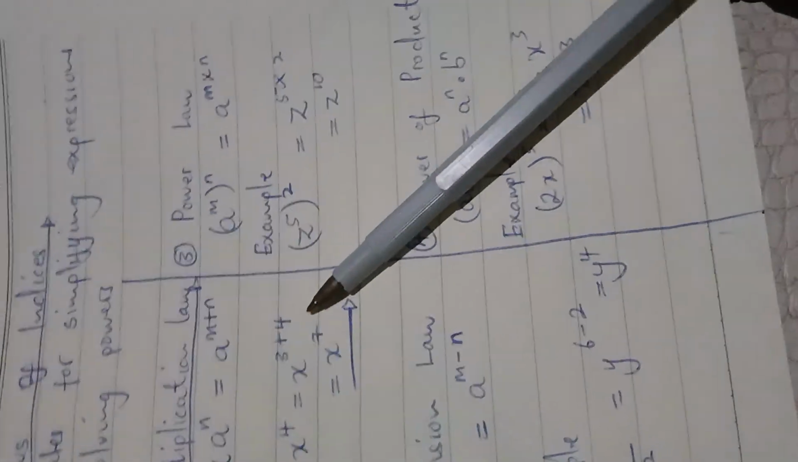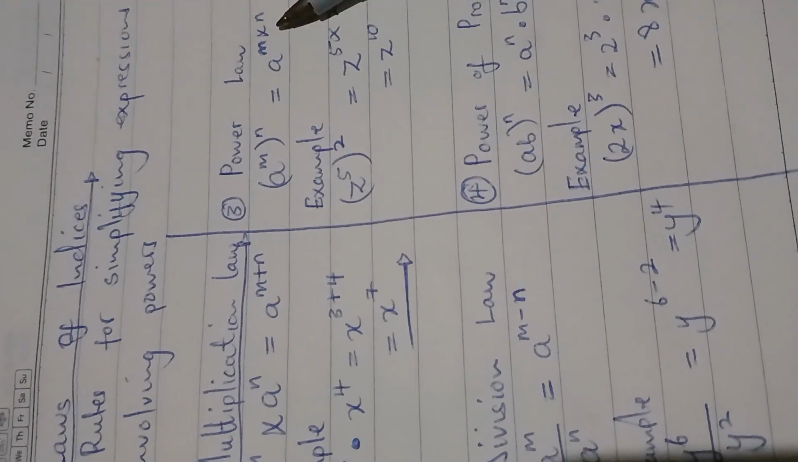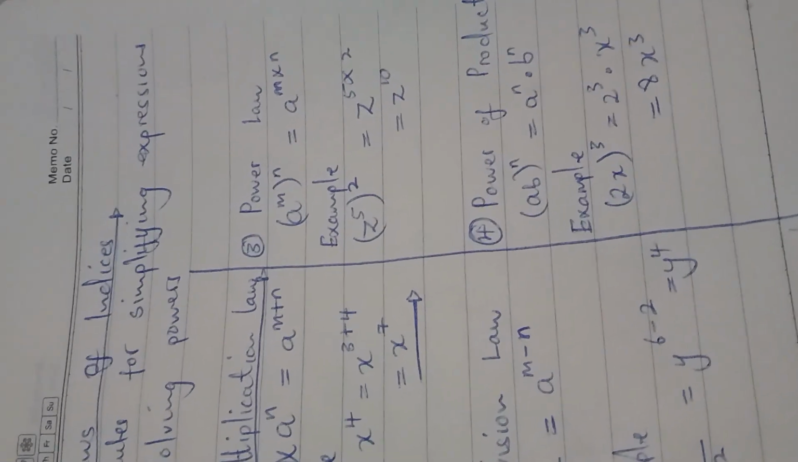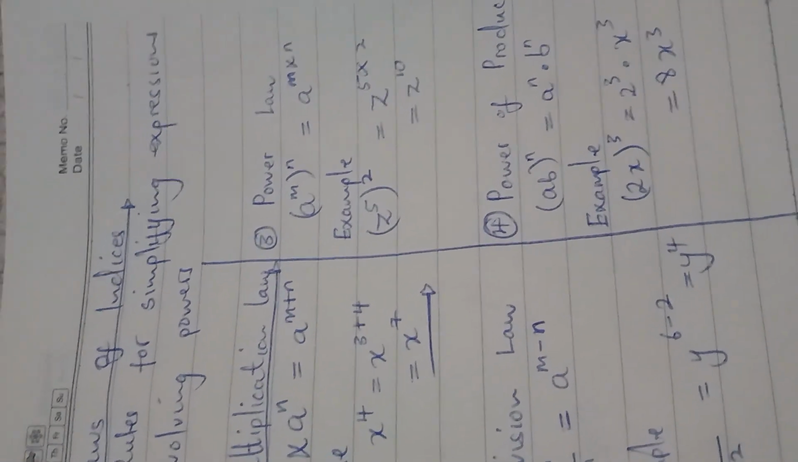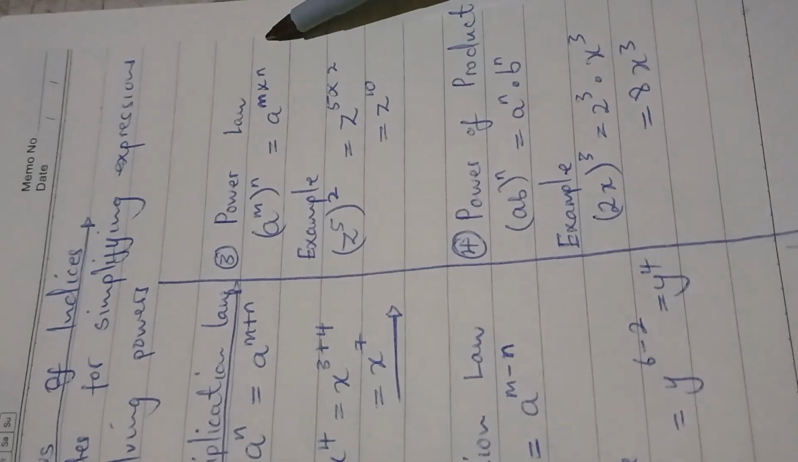The power law states that a to the m, in brackets, to the n is equal to a to the m times n. So this states that we multiply the powers m and n.